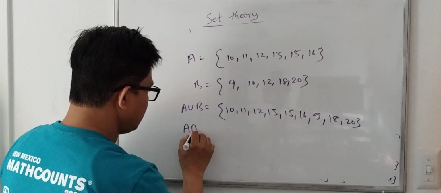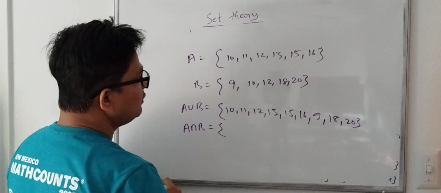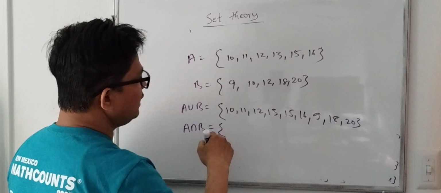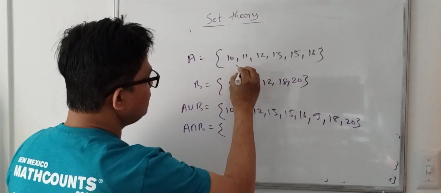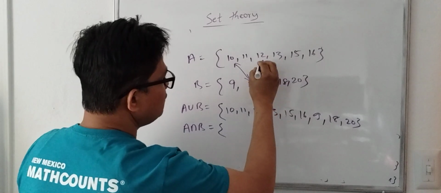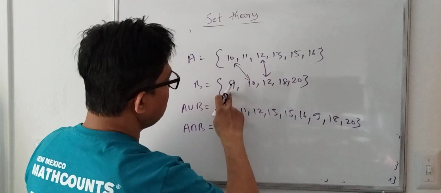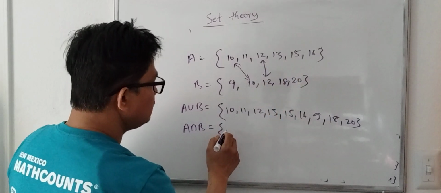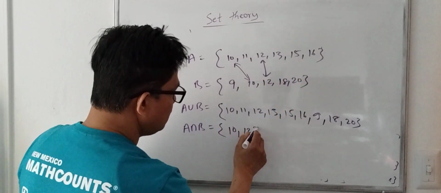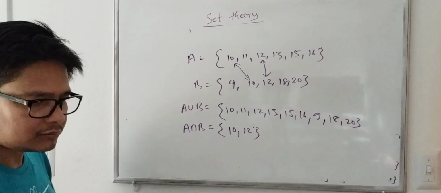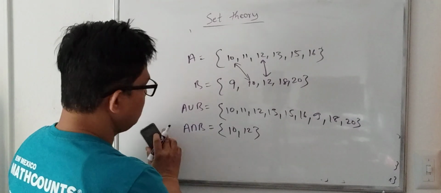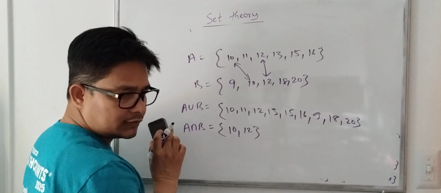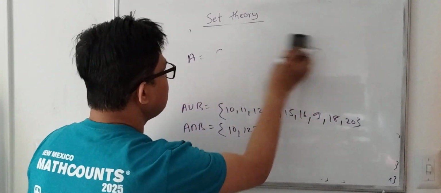Now A intersection B. What do you have to do? You have to find which elements are common between A and B. So which elements are common? This one and this one. Nothing else. 9 is not there. 18 is not there. 20 is not there. So this will be 10 and 12. Got it? No confusion in finding union and intersection. I'll take another example.